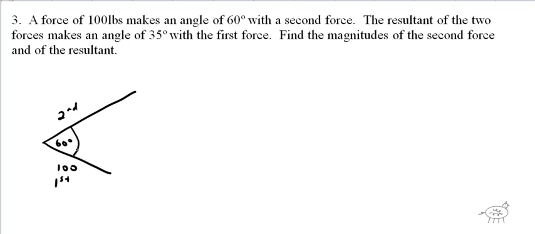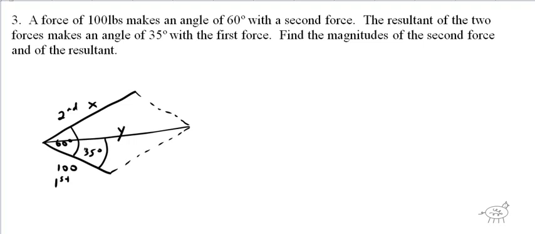Okay, the resultant, so we're going to do another parallelogram method. And there's that resultant. It makes a 35 degree angle with the first force. So this is 35 degrees here. Okay, and then you want to find, we'll call this, so this is the resultant, so we'll call this X and Y.